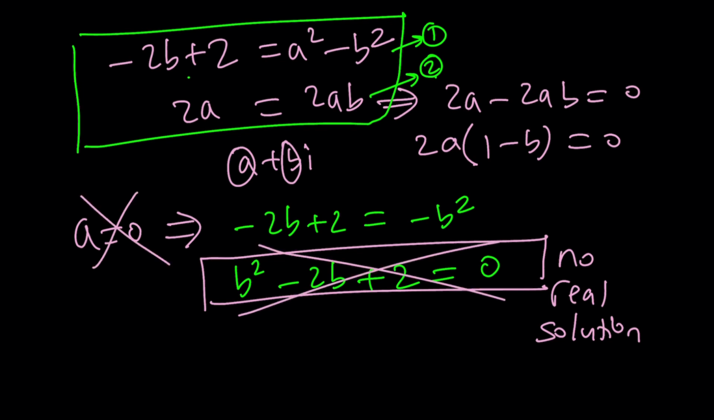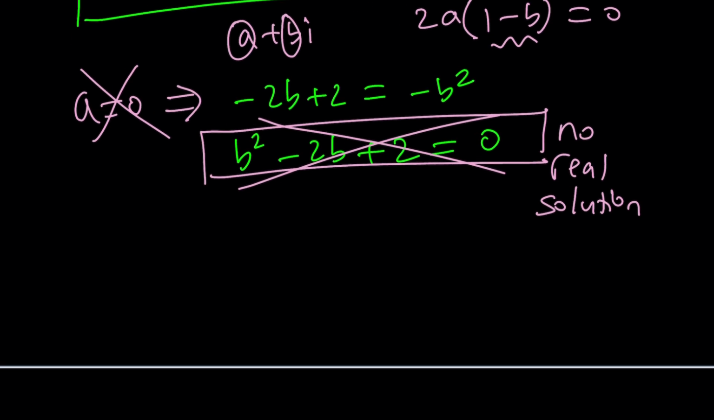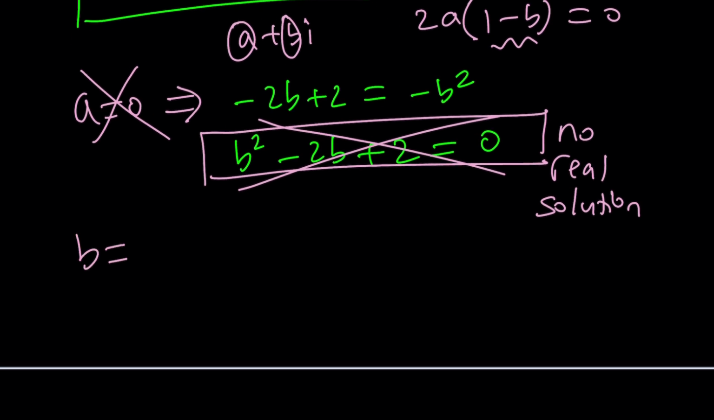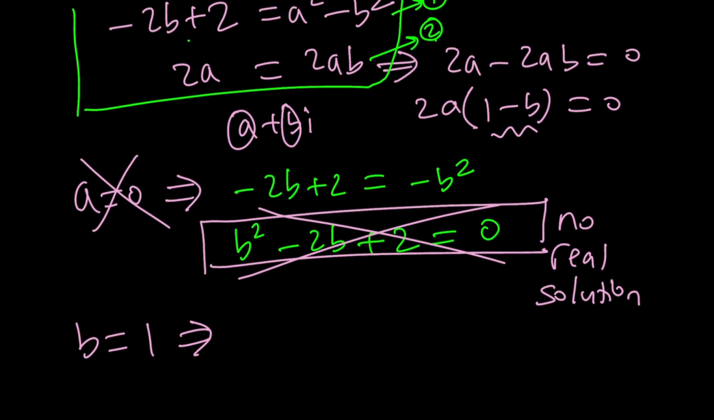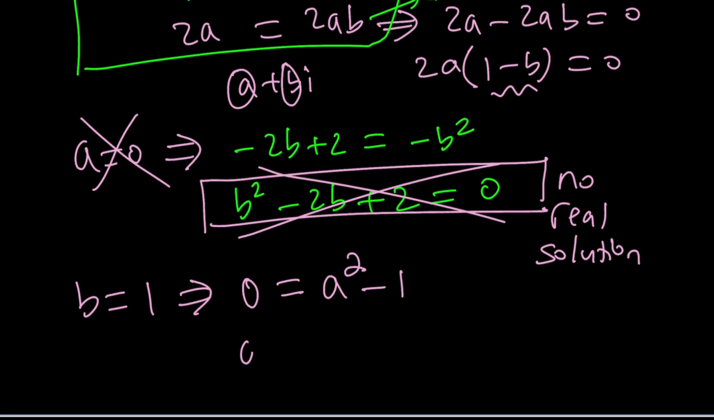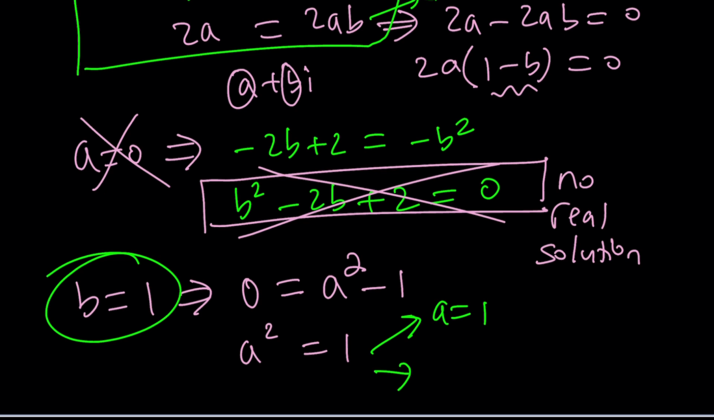You see, we look at each case, or b equals 1. So b equals 1 has to work. If b is 1, plug it into the first equation, -2b plus 2 is going to be 0. Remember, a is unknown and b is 1. This gives us a squared minus 1 equals 0, which means a squared equals 1, which means a is either 1 or -1. And then based on these values, can we find the b? Well, we already know that b equals 1.